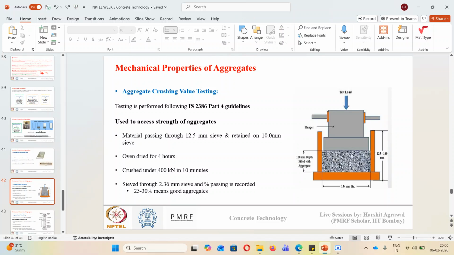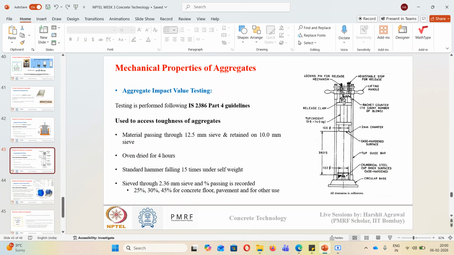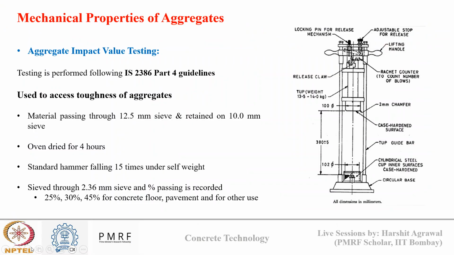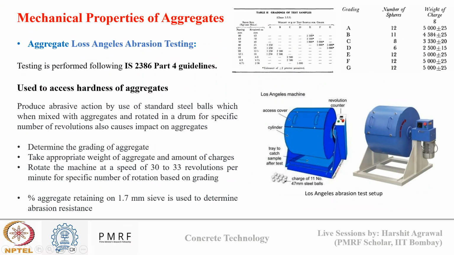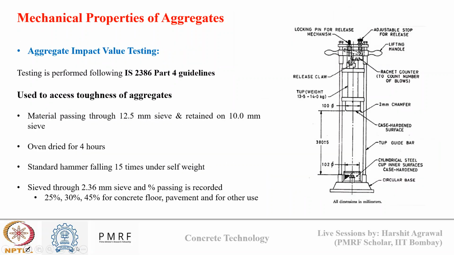We are filling the aggregates of a particular size, between 10 to 12.5 mm. We are applying crushing load on them and we are checking how much aggregates got crushed. Okay, similarly there is impact testing. So here what we do, at the bottom, in this small container, we pour a very small portion of aggregate.